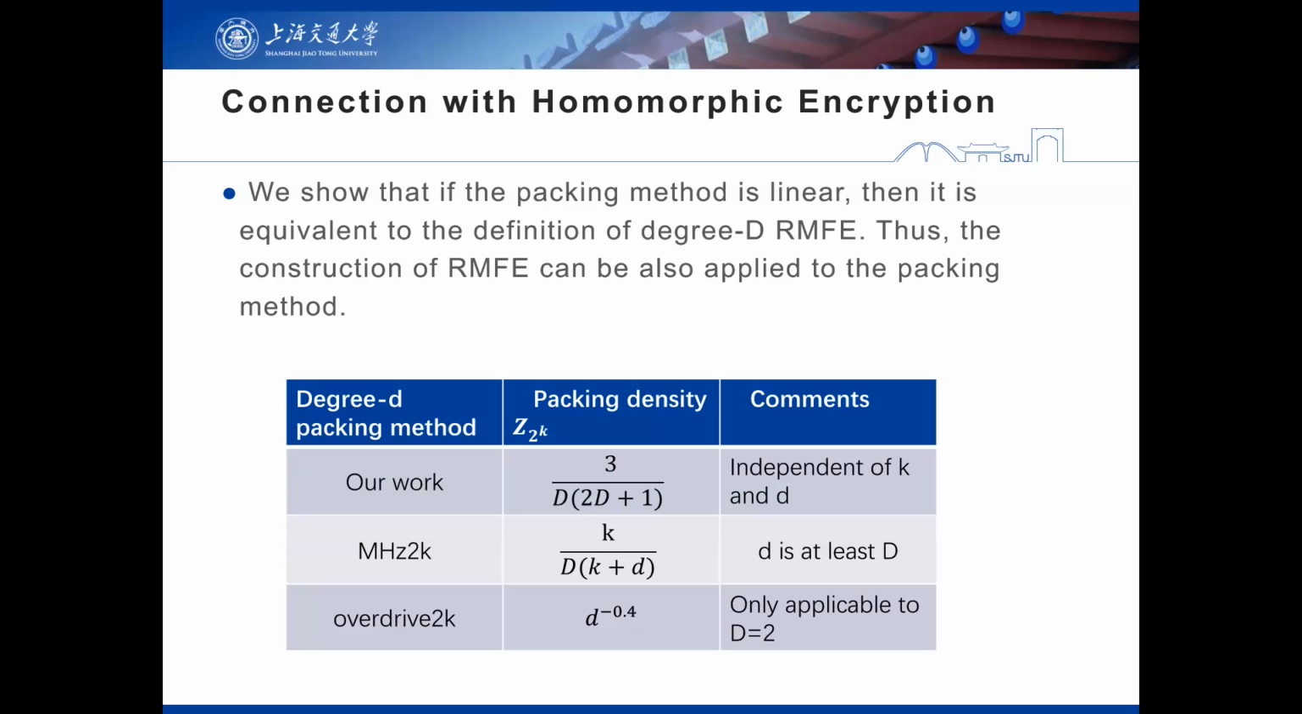degree of the irreducible polynomial. And if d is big enough and k is small, actually our bound is better than theirs because we are independent of k and d. And for their construction, this ratio goes to 0, so it's not good enough. And also it's only applicable to d equals 2.